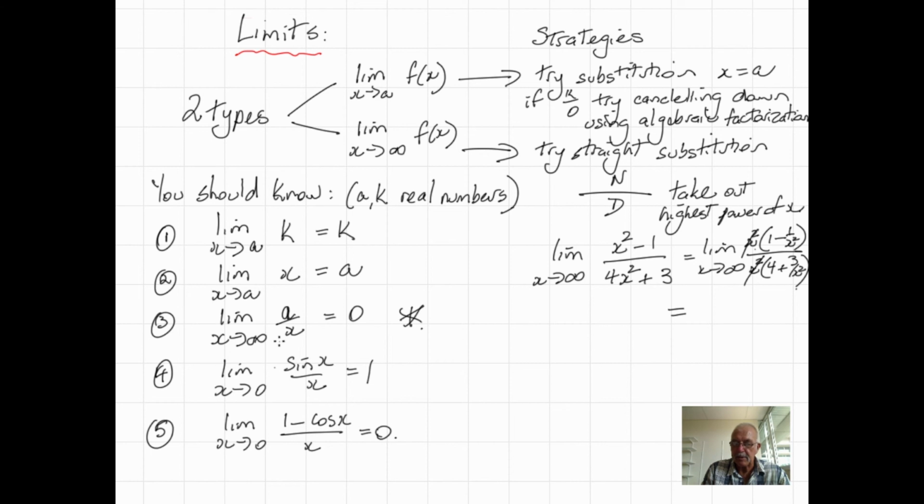We know that the limit as x approaches infinity of a over x, or a over x squared, is 0. So we're going to have 1 minus, now when we put infinity, 1 over infinity squared is certainly 1 over a very, very large number. So that'll be 0 over 4 plus 3 over a very large number, 0. So we'll get a quarter. Okay, so there are some strategies to try and solve these limits. These are ones that you need to know.